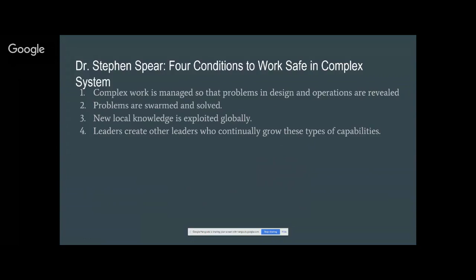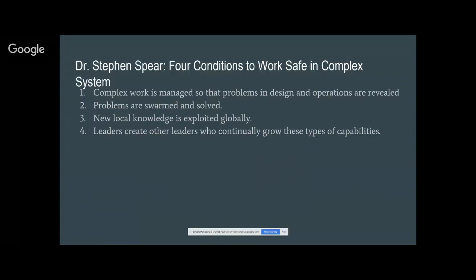Now, Dr. Stephen Spear cited four conditions to be able to work safely in complex systems. One, the complex work needs to be managed so that problems in design and operations are revealed, basically so that you can see and find those problems. Two, when a problem is found or discovered, the problems are swarmed and solved. And we'll get into a little bit more about the swarming and solving in a moment.